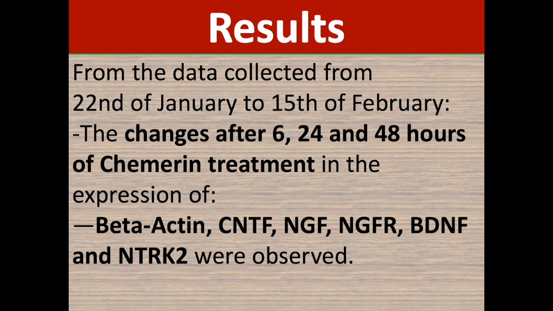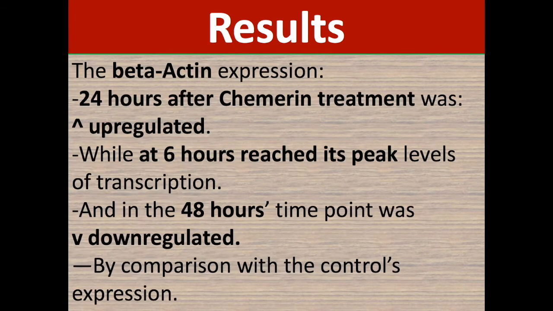of Chemerin treatment in the expression of beta-actin, CNTF, NGF, NGFR, BDNF and NTRK2 were observed. The beta-actin expression, 24 hours after Chemerin treatment, was upregulated, while at 6 hours it reached its peak levels of transcription, and at the 48 hours time point was downregulated, by comparison with the control's expression.